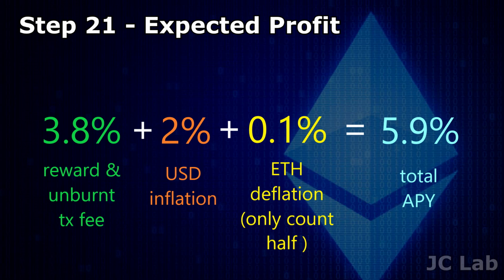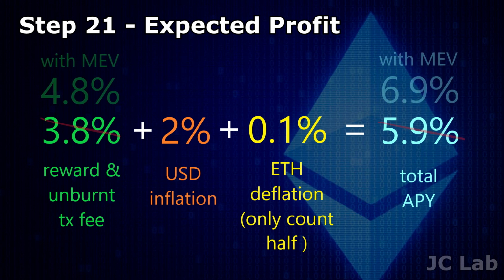Combining all those factors, we get a total of 5.9% APY. That's not all. As a validator, you get to create blocks. Block creators can make extra money from MEV. MEV increases staking reward by about 25%, which makes the total APY 6.9%, almost unbeatable in the risk-free area.